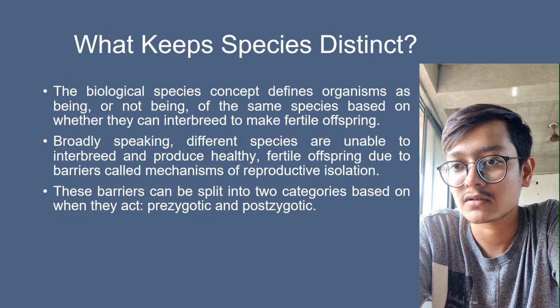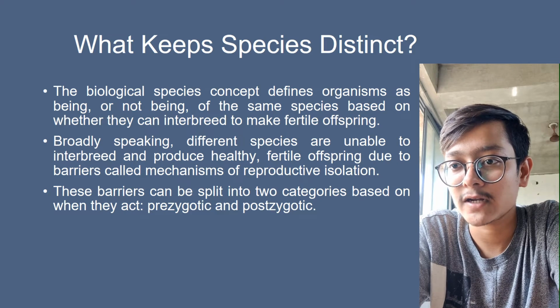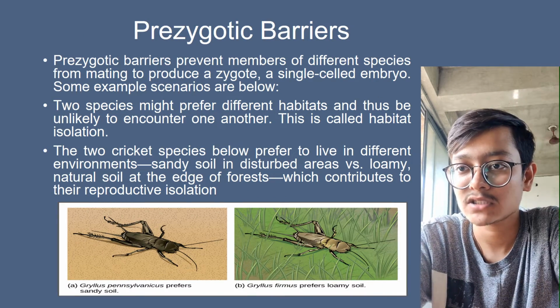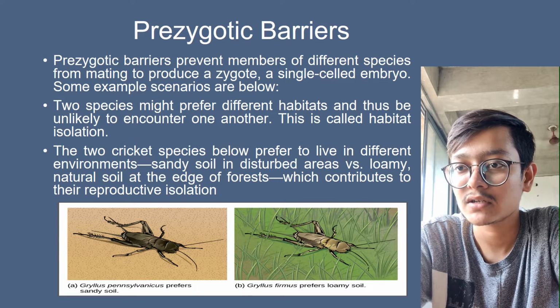The biological species concept defines organisms as being or not being of the same species based on whether they can interbreed to make fertile offspring. Broadly speaking, different species are unable to interbreed and produce healthy fertile offspring due to barriers or mechanisms of reproductive isolation. These barriers can be split into two categories: prezygotic and postzygotic. Now let us first discuss prezygotic barriers. Prezygotic barriers prevent members of different species from mating to produce a zygote, a single-cell embryo.